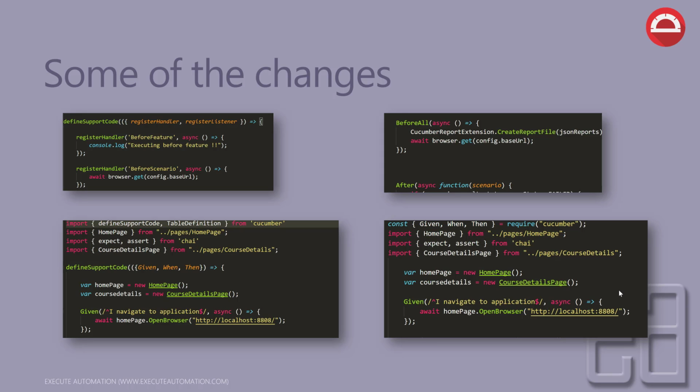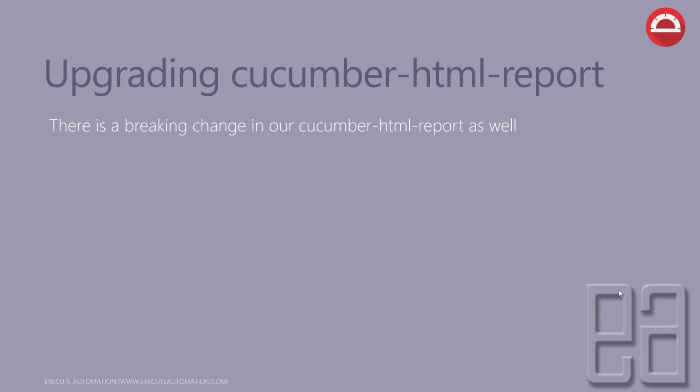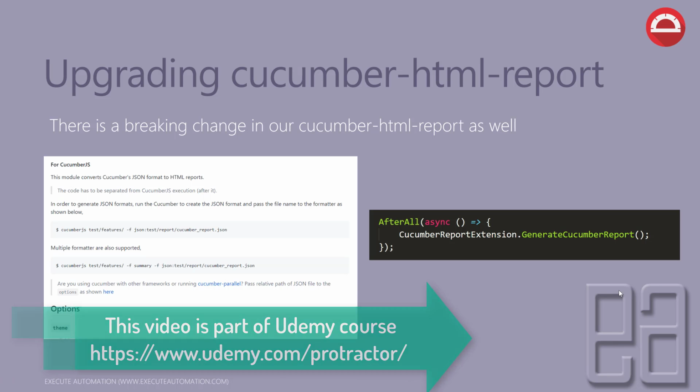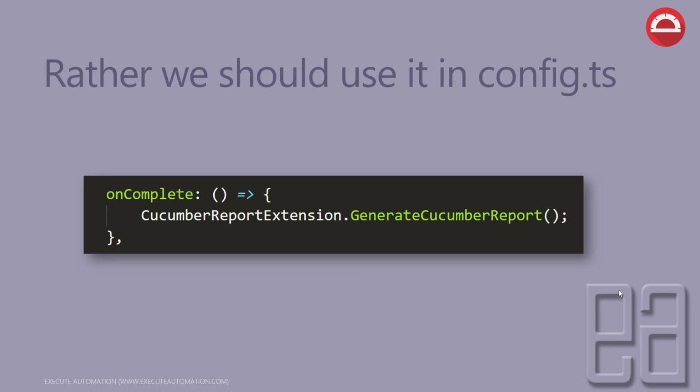And these changes brought a lot of code breakage in our existing framework. Not just this one has changed, but also the Cucumber HTML report. It says that the code has to be separated from the Cucumber.js execution, from the After method. So there is an AfterAll method where you can directly call the Cucumber reporter extension's generateCucumberReport. If you try to call this method there, it is not going to work either, because it has to sit within the config.ts file, in the onComplete object, so that you can directly generate the HTML report. These kinds of changes seem very confusing initially, but these are some of the changes which have brought our framework into a non-upgradable mode, at least for running the Cucumber report.